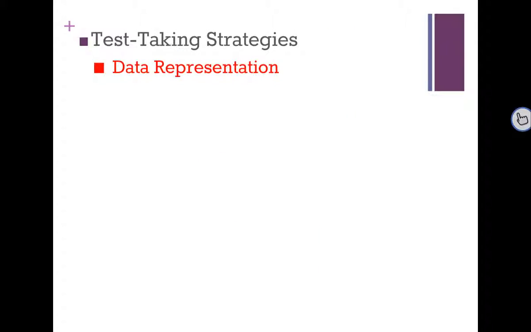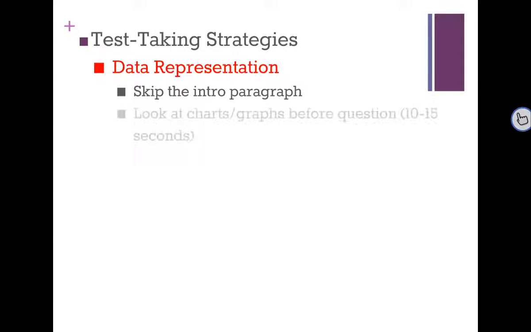First of all, test-taking strategies for data representation. Now, the first test-taking strategy is you skip the intro paragraph. I know that sounds weird to skip the intro paragraph, but that's exactly what you do. You skip that section because it saves you time. The biggest barrier for many people on being successful on the science section of the ACT is that time is a factor. So for data representation, the first thing you do is skip the intro.